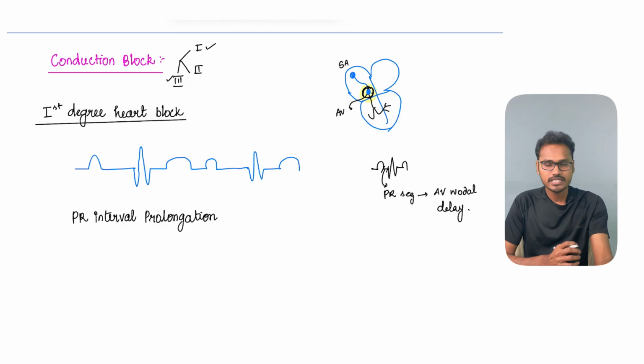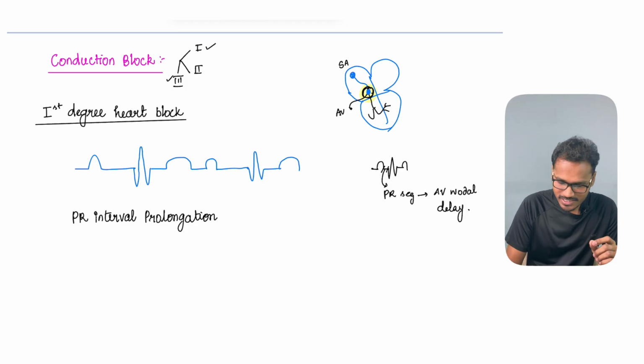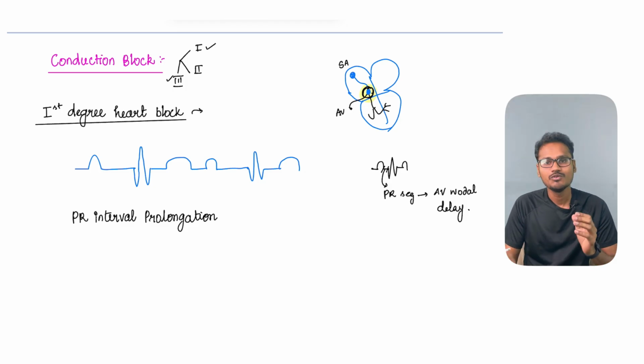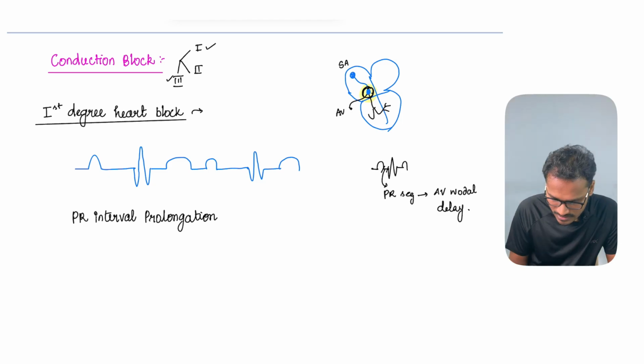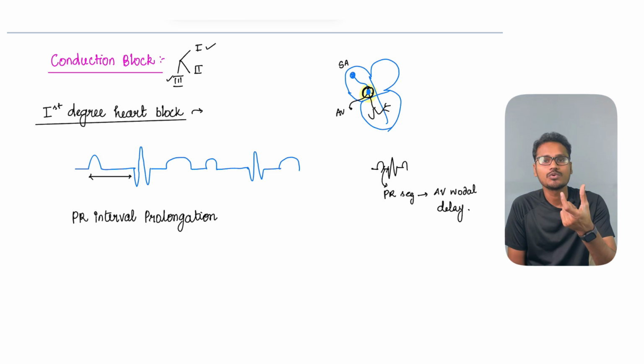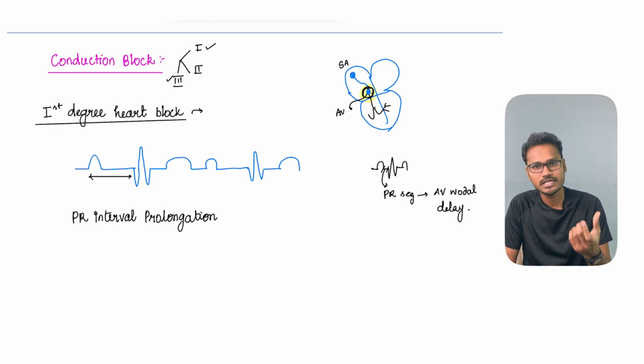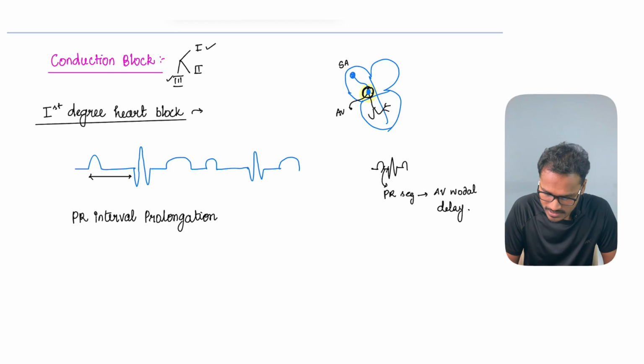Coming to the first degree heart block, I would say that this is actually a misnomer. Why? Because here it is not getting blocked. To be true, it is not getting blocked. What is happening is the PR interval, that is the P wave along with the PR segment, is getting prolonged. The duration of the PR segment is prolonged, so obviously the PR interval duration is also prolonged, as you can see here.